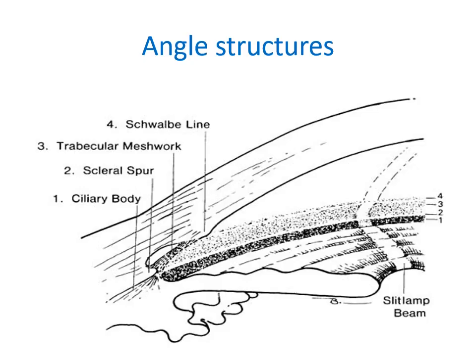Okay. So this is the angle structure. As you can see here, from the cornea to the root of the iris, we have this angle. In front of the root of the iris is the ciliary body band, which is seen first, and in front of that we have the scleral spur, which is a prominence of the sclera, and then we have this trabecular meshwork, and in front of this we have the Schwalbe's line.